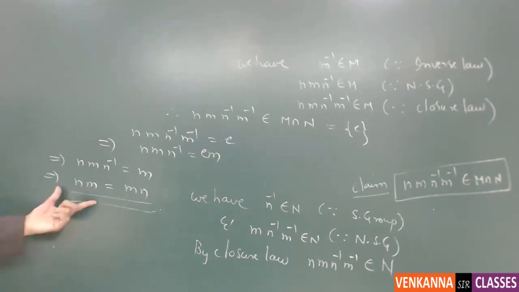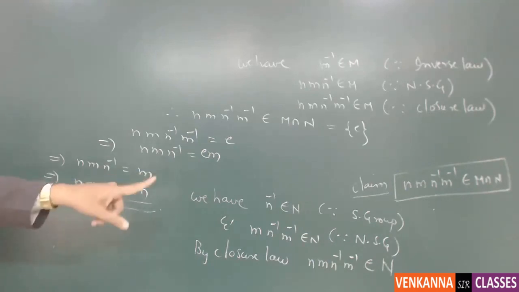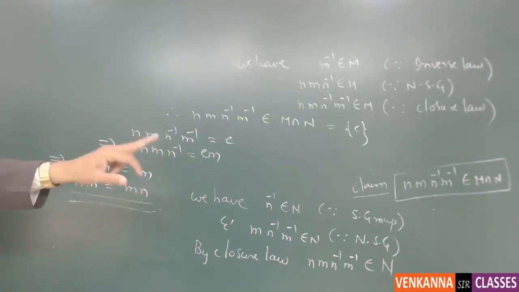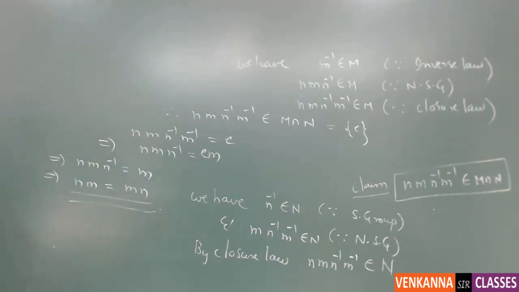This is our actual claim to show: initially I have taken the claim that n, m, n inverse, m inverse belong to M intersection N. For that, I took the element individually to show that it belongs to N, it belongs to M, using the properties of normal subgroup, closure law, and inverse law. Hence, I have solved the problem.